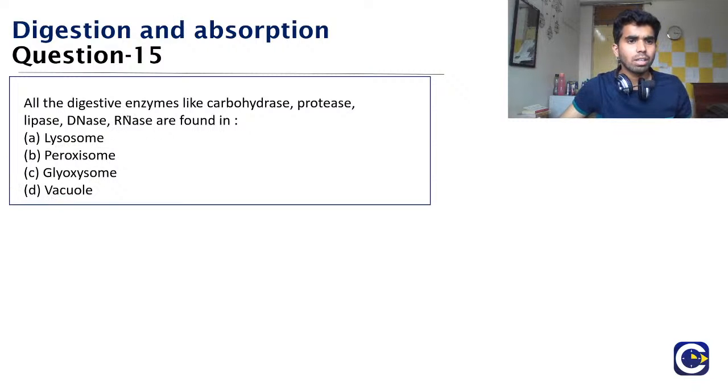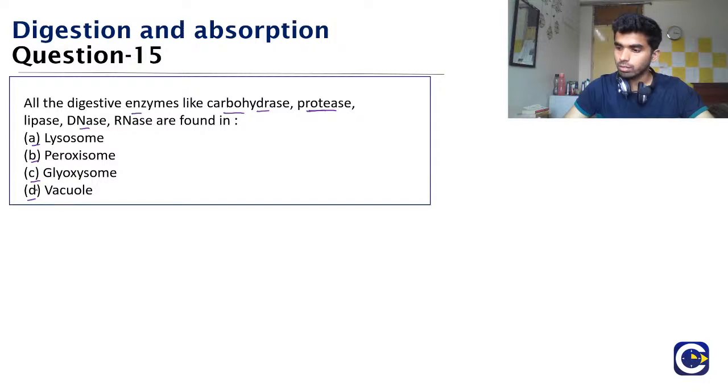All the digestive enzymes like carbohydrases, proteases, lipases, DNase and RNase are found in which component of the cell? Option A, lysosome. Option B, peroxisome. Option C, glyoxysome. And option D, vacuole. So what will be the answer for this question?